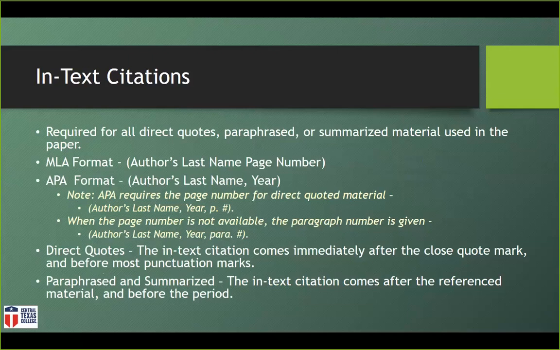by the paragraph number. For direct quotes, the in-text citation comes immediately after the close quote mark and before most punctuation marks. For paraphrased and summarized material, the in-text citation comes after the referenced material at the end of the sentence and before the period.